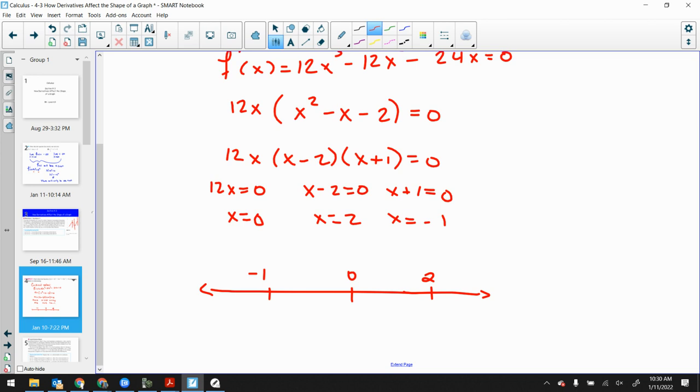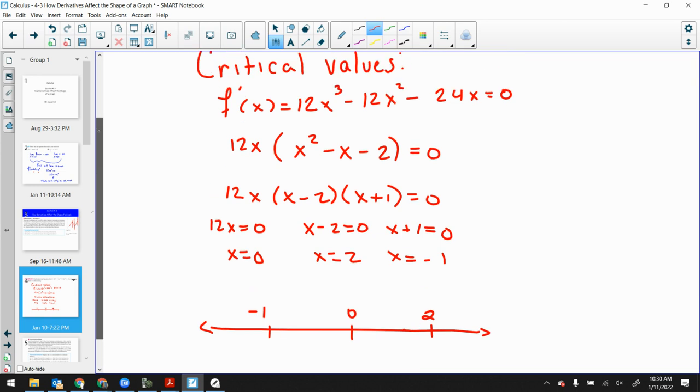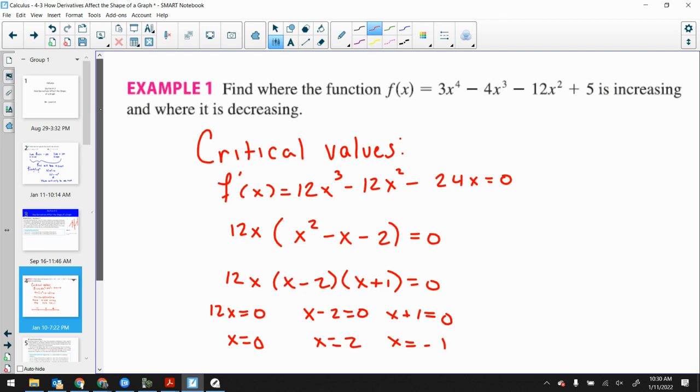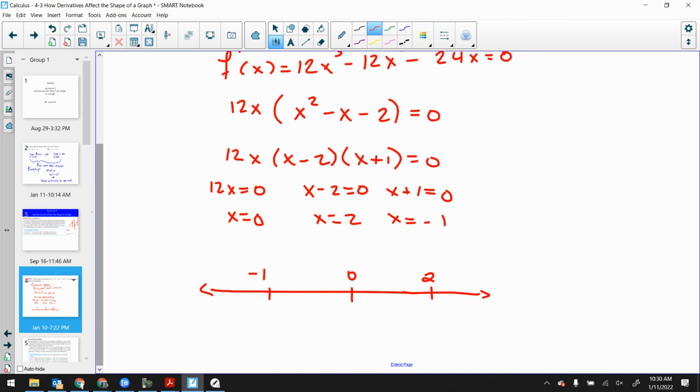Now, how do I know whether there's a local maximum or a local minimum? I can't tell. Maybe you guys are better at math than I am. I can't tell where there's local maximums and minimums. I know something funky is happening at negative 1, 0, and 2, but I don't know what. The only way to do that is to figure out what's happening around it. So I'm just going to pick some points.